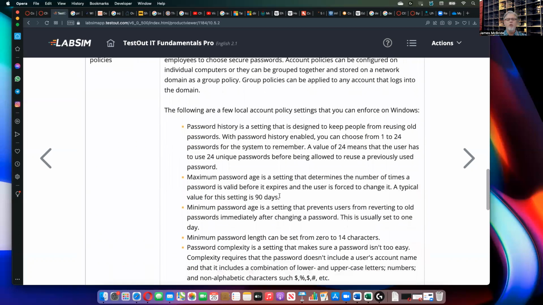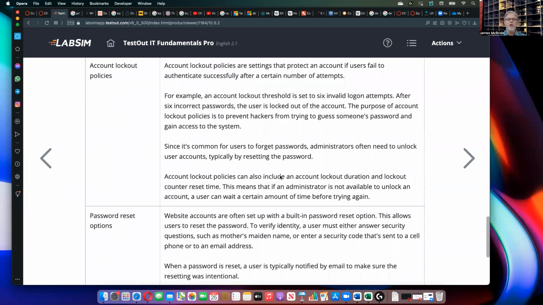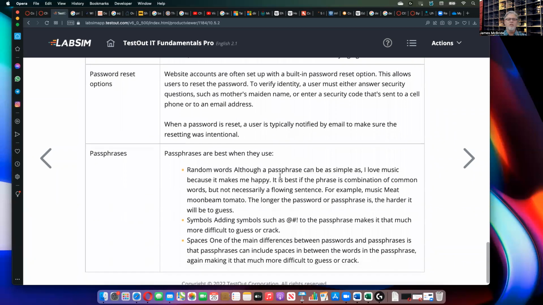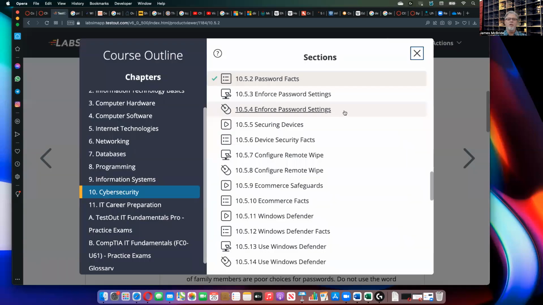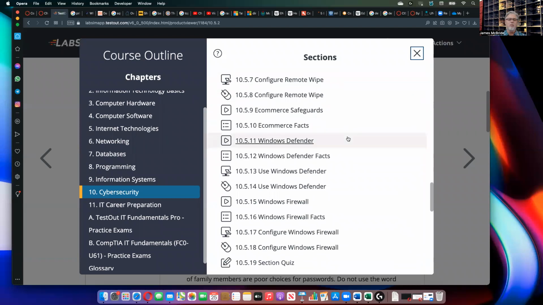I'll let you look at group policies that has to do with working in businesses and resetting and all those different things. Again, I don't want to totally duplicate what they're talking about because then you'll be really frustrated.